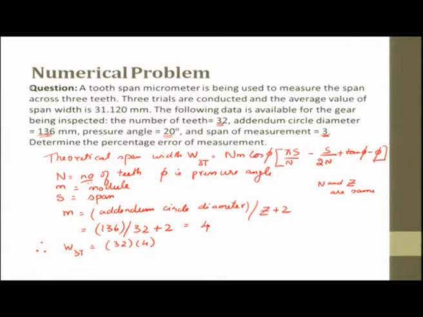N is the number of teeth, Z is also the number of teeth. So, 32 into cos 20 degrees times pi by 32, minus pi by 2 into 32, and then plus tan 20 minus pi by 9. This is nothing but 31.314 millimeter.